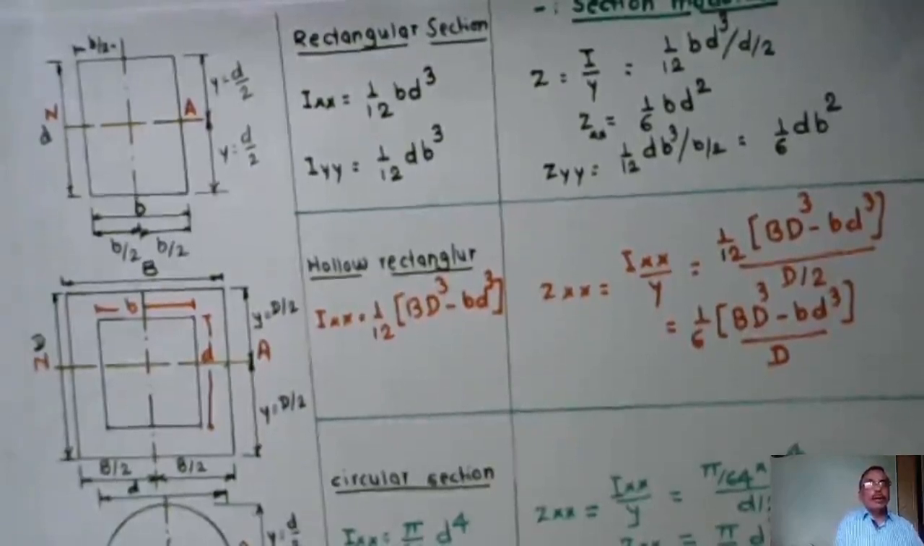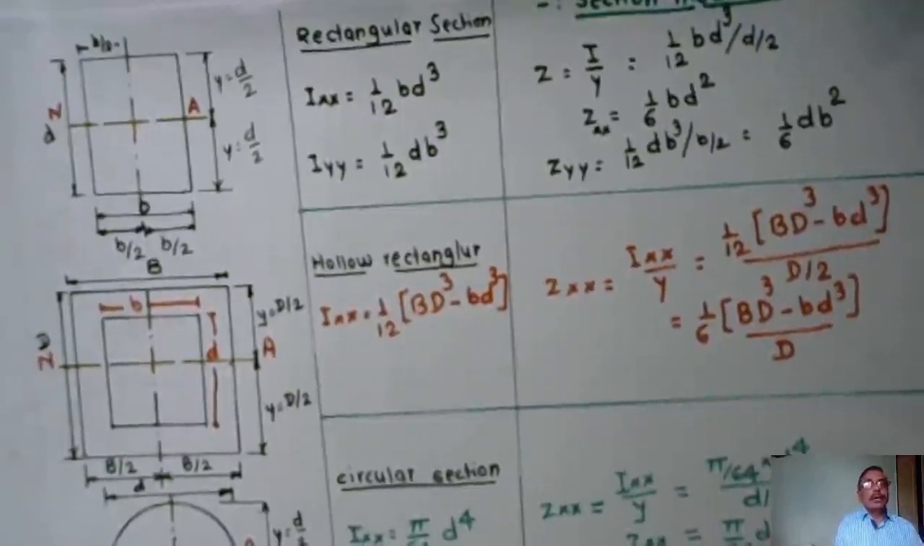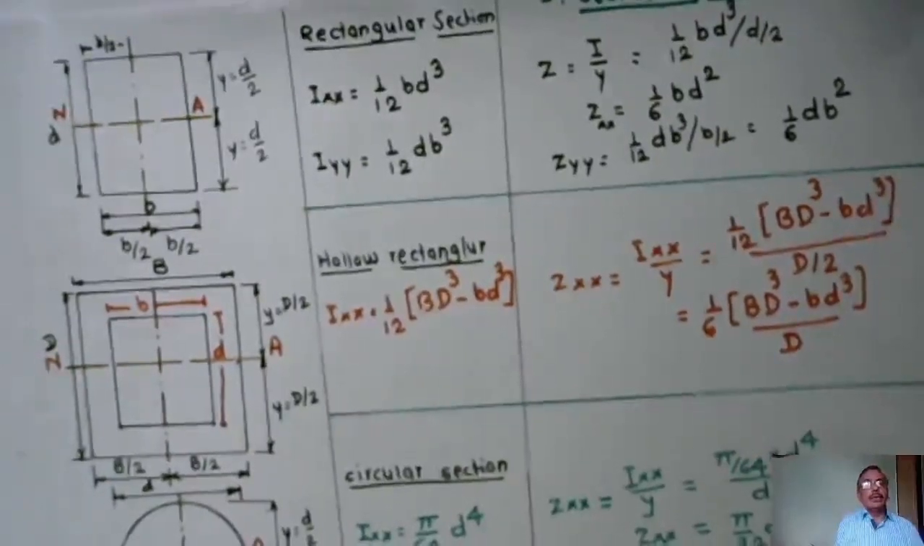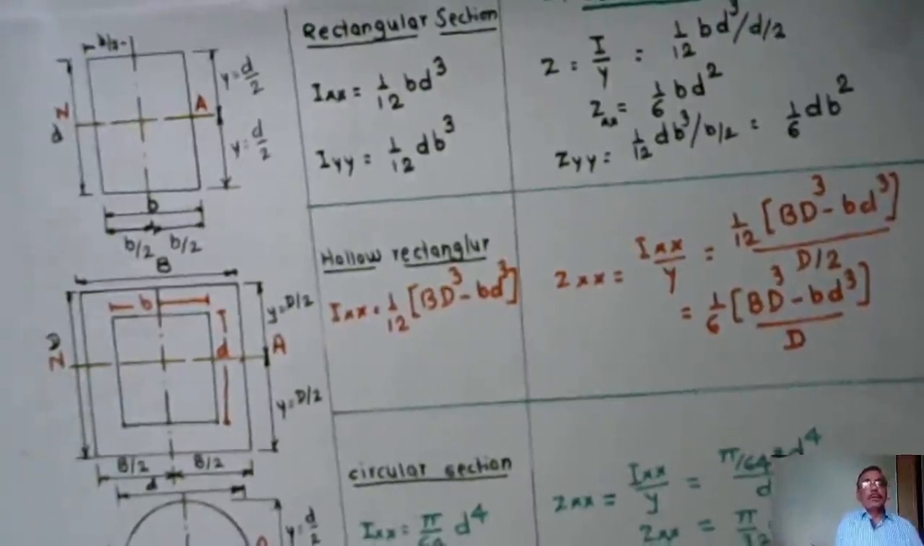Next section is the hollow rectangular section, in which capital B is the outer width and capital D is the depth of that outer section, whereas small b is the width of the inner section, inner square or rectangle, and small d is the inner depth. Ixx is equal to 1 by 12 into capital BD cube minus small bd cube. And if we have to calculate Iyy, it is 1 by 12 into capital DB cube minus small db cube.